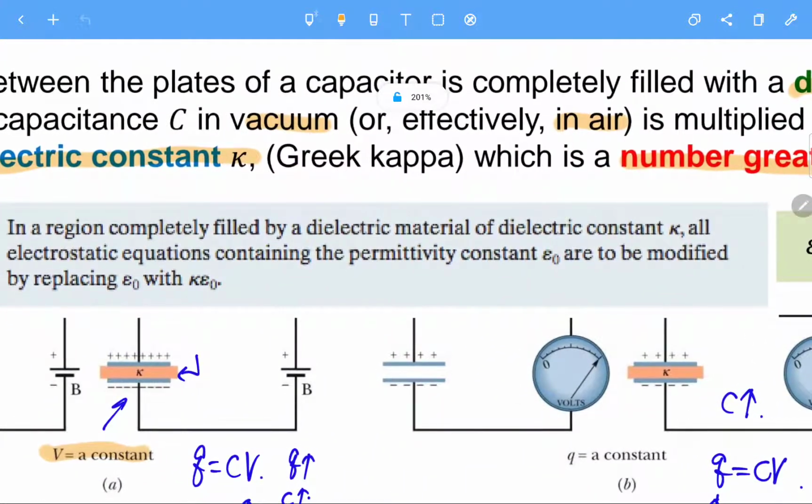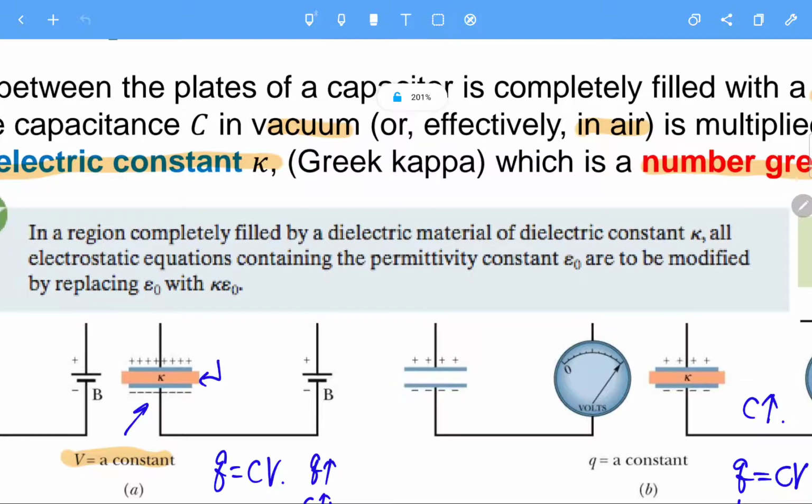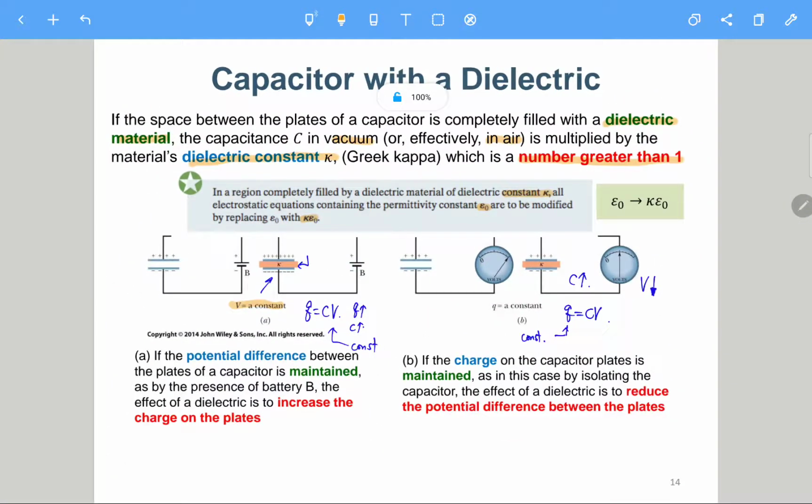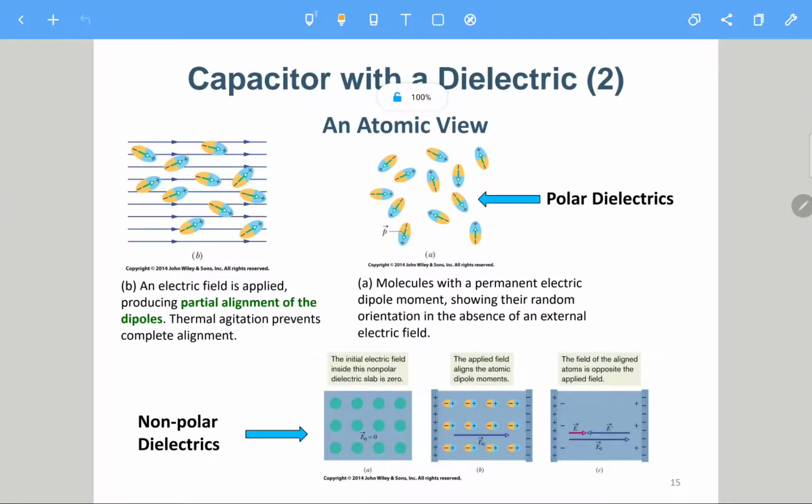This point is important. It tells you that in a region completely filled by dielectric material of dielectric constant kappa, all the electrostatic equations that contain the epsilon naught, you can replace it by kappa epsilon naught. You just add the kappa there, and that's it. So this is some hardcore physics about the dielectric.